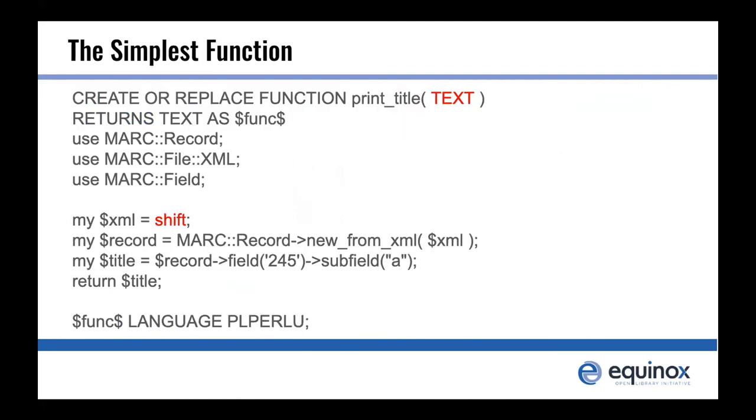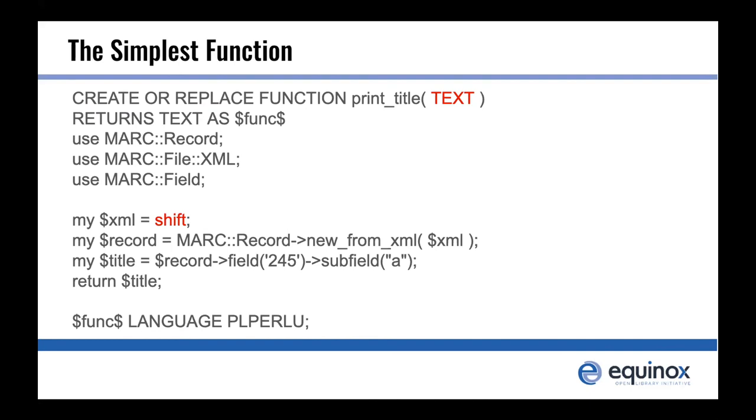All right. So this is probably the simplest actual PLPERL function in the world that actually does something. All it does is say it's going to be a function called print title. It's going to take text in as its input because the MARC blob is text, the MARC XML, and it's going to return text. I'm going to use MARC record, MARC file XML, MARC field, field specifically because I'm going to be looking at subfields in the record.